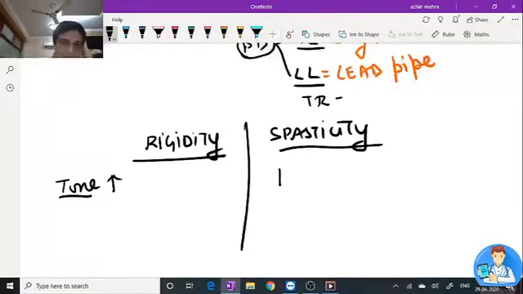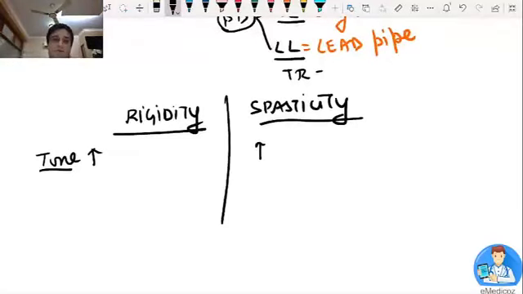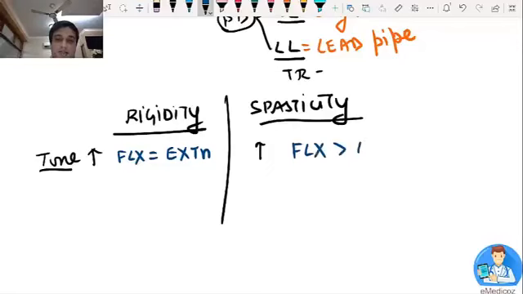We'll write the point here first and then show you the videos related to this. Tone increases in rigidity and spasticity both. But the tone in flexors is equal to extensors in rigidity. In spasticity, the tone in flexors is always more than the extensors. So write this down. Okay. So what we find is the flexors and extensors of the limb, both of them have got equal tone, that is rigidity. While in the spastic phenomena, the tone in the flexors is more than the extensors anytime.